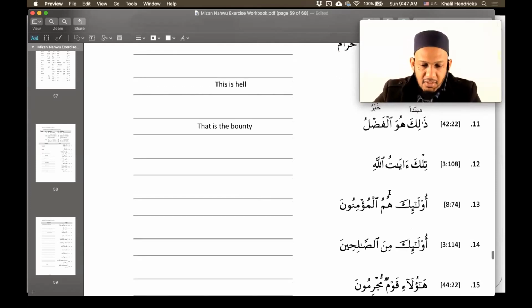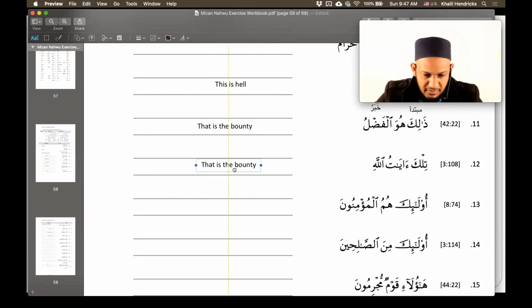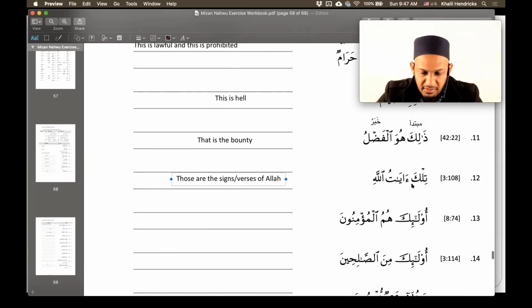Okay. We'll do some more examples coming out of those, inshallah. Number 12. Tilka ayatullah. Sister Noor, do you want to go? Yes. I'm not sure if it's right, but what I have is those are the signs or verses, depending on the context, of Allah. Perfect. Again, I'm saying those because I'm referring to a plural of a non-human thing. I'm referring to signs. So I'll say those are the signs of Allah. Perfect. Do you want to give me the labels?